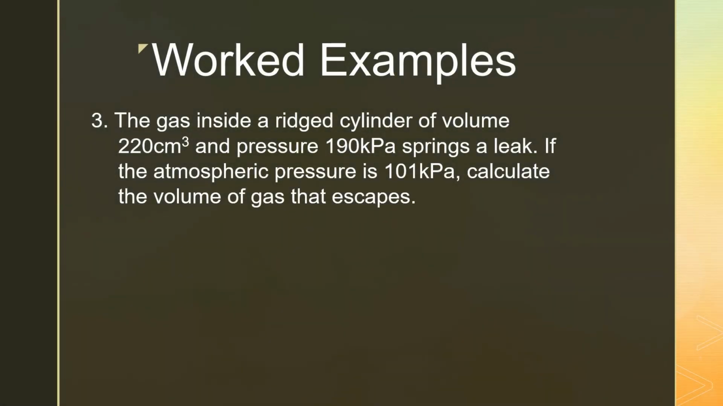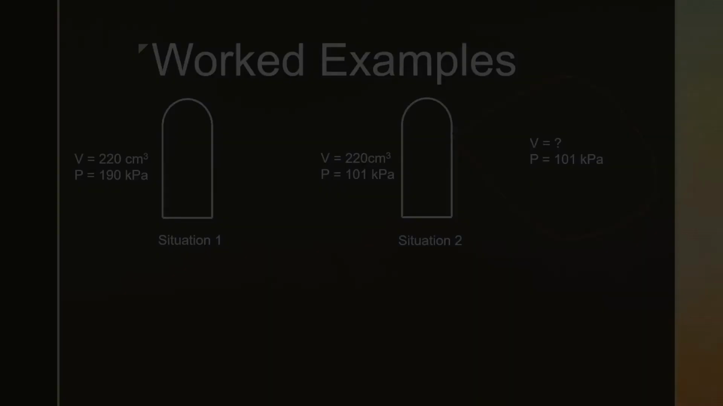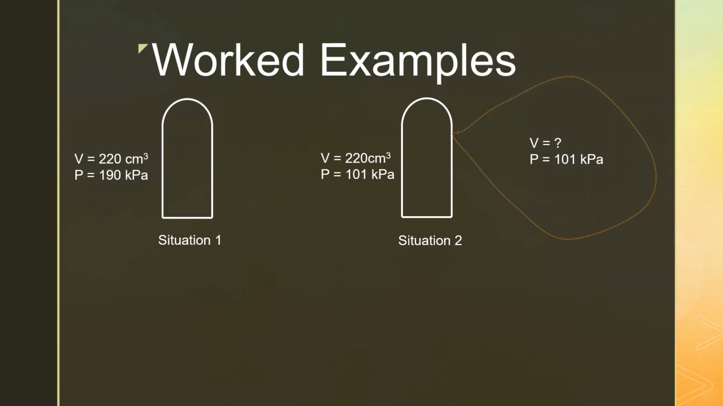Okay, the third and final worked example, the gas inside a rigid cylinder of volume 220 centimeters cubed and pressure 190 kilopascals springs a leak. If the atmospheric pressure is 101 kilopascals, calculate the volume of gas that escapes. Again, the first thing I'm going to do is I'm going to draw myself a diagram. So here's my diagram. I've got all the information that I need on here. Again, I've got a situation 1 on the left and I've got a situation 2 on the right. With situation 2, I've actually got some gas still in the cylinder and I've got some gas outside the cylinder, and I've just drawn a dashed line around that to show that that's kind of the gas that has escaped.